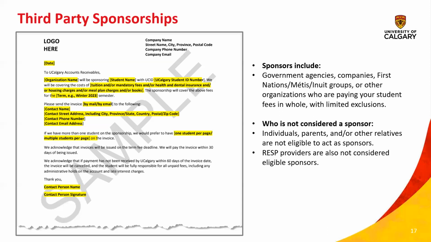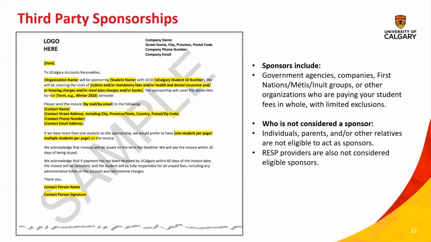So a third-party sponsorship is available if your fees are going to be covered in full or in part by an external agency. This is available for government agencies, companies, or Indigenous groups that might be covering a student's fees. This is the only way that a formal invoice would be issued from the University of Calgary. And individual people cannot act as a sponsor.